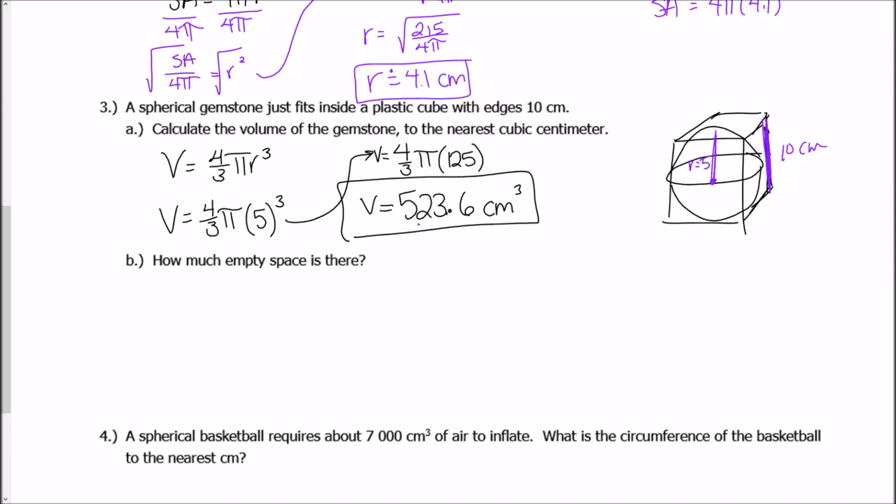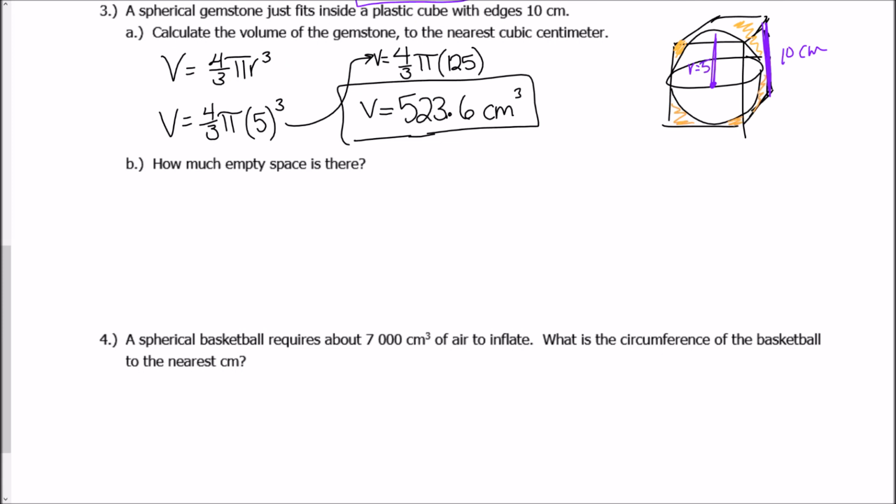That's the volume of our spherical gemstone. But then it says how much empty space is there, right? So how much space is going to be left over that isn't occupied by the spherical gemstone. So pretty much I want to know how much extra space there's going to be inside of here. And in order to figure that out, I need to find the volume of the actual cube and subtract the volume of the gemstone from it to find the volume of empty space.